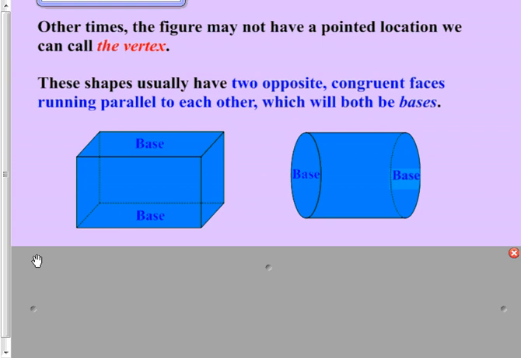So as you can see in the rectangular prism on the left or the cylinder on the right, they both have a place where you can say it's congruent. The polygons across from each other are congruent. They are parallel. They are opposite from each other. Those are both going to be bases. And once again, base does not have anything to do with being on the bottom. It has to do with following these properties.